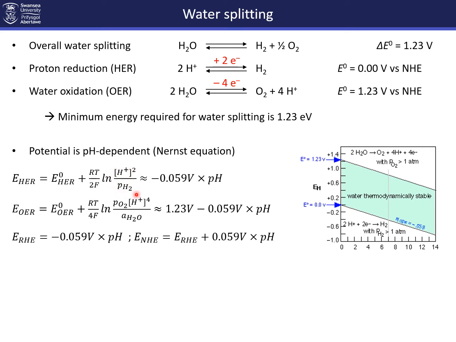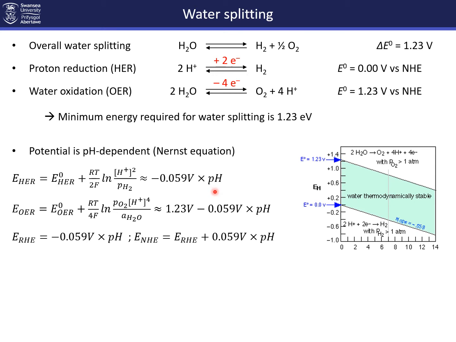If you put everything to standard, so 1 bar hydrogen, 25 degrees C, and so on, you end up with this expression, which is very easy to use. So the hydrogen evolution potential is minus 0.059 volts times pH.